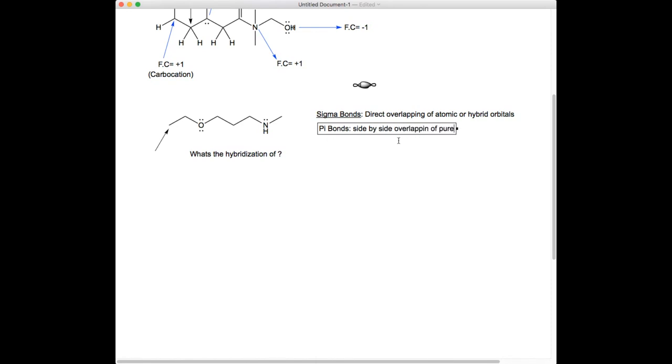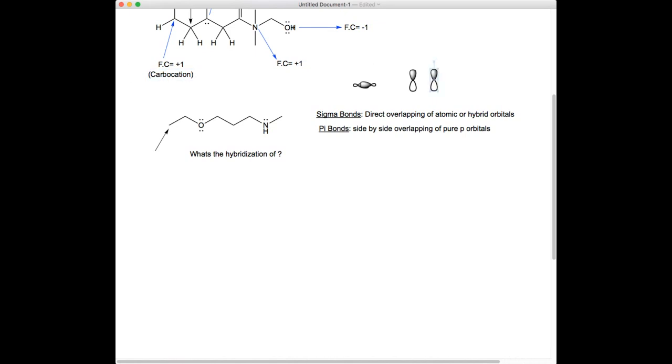So guys, a couple of things about the difference between these two. You've got to really understand. First of all, the sigma is direct overlapping. The pi bond is side by side. That's the number one thing. I am missing something in the definition that I mentioned in class. Anybody remember what I am missing? I'll go over that now.